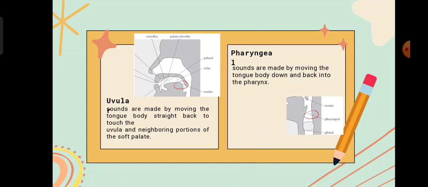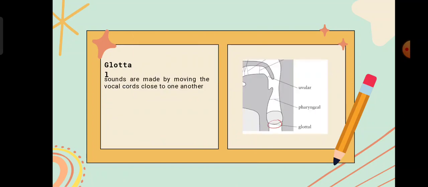Next, we have pharyngeal. Sounds are made by moving the tongue body down and back into the pharynx. Next, we have the glottal. Glottal sounds are made by moving the vocal cords close to one another.